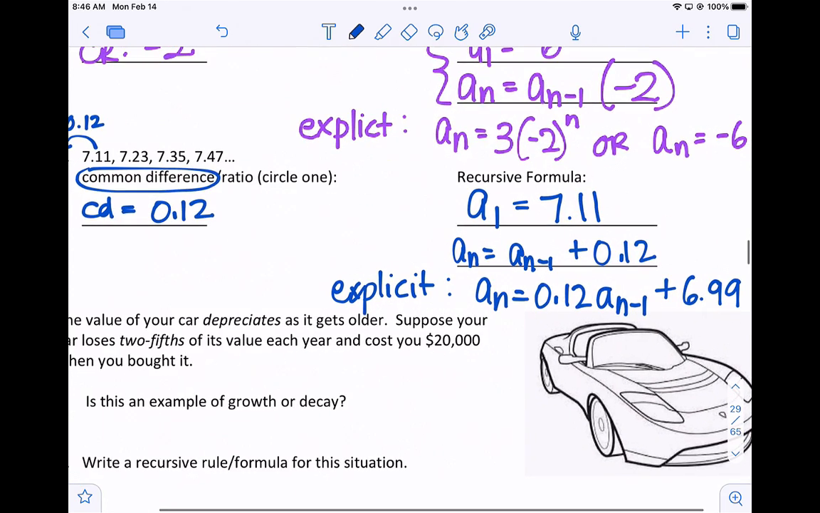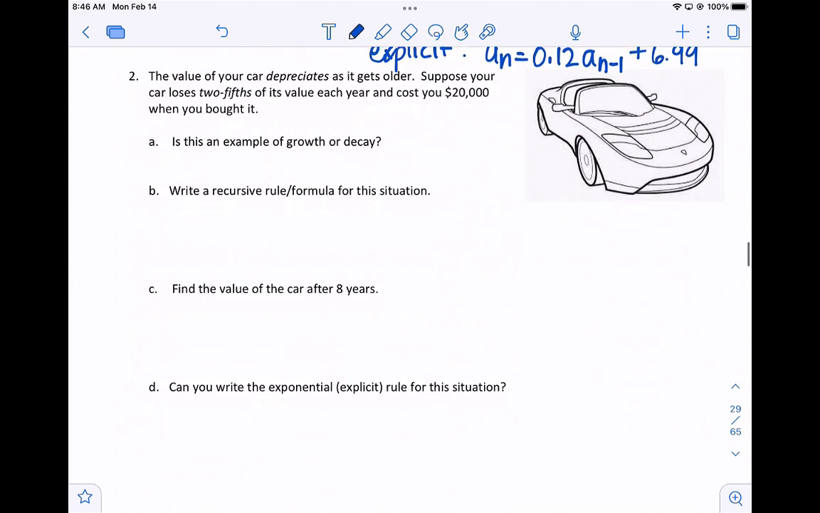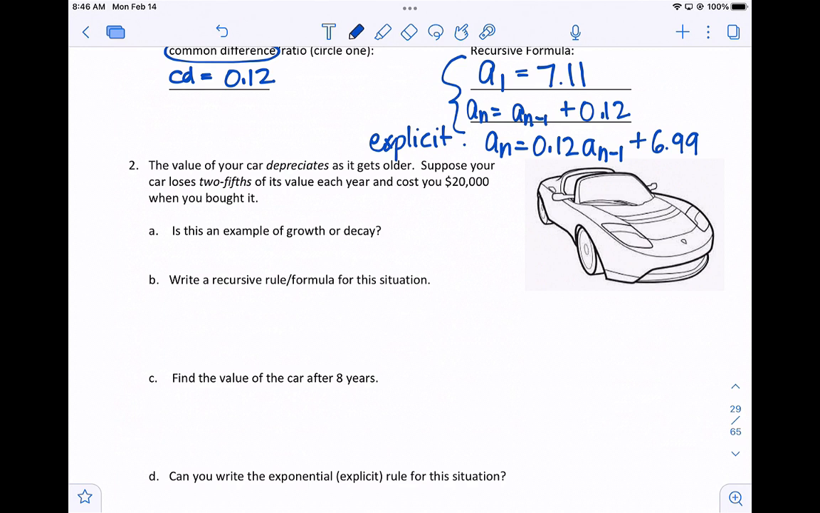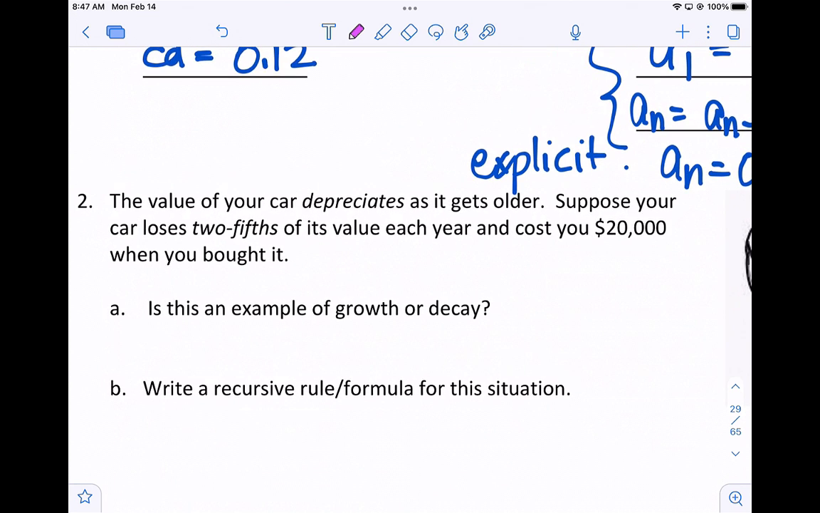All right, so let's take a look at one more problem using the explicit formula. It says the value of your car depreciates as you get older. This is actually an example of something we did last unit. Suppose your car loses 2/5 of its value each year and it cost you 20 grand when you bought it. Is this an example of growth or decay? So depreciates, this is going to be decay.